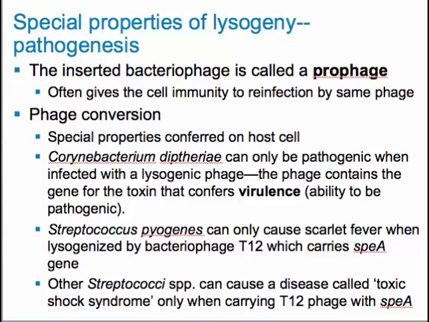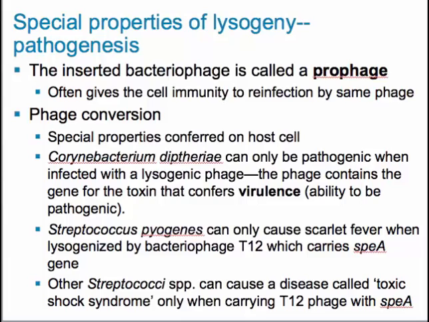Streptococcus pyogenes can cause scarlet fever, which is one of the many diseases that streptococci can cause. Pyogenes, the specific species, can cause scarlet fever, among other things. But it only causes scarlet fever when it's lysogenized by a bacteriophage T12. So it has the T12 inside its DNA as a prophage. This T12 carries the SPA gene, and SPA is able to produce another toxin that causes scarlet fever.